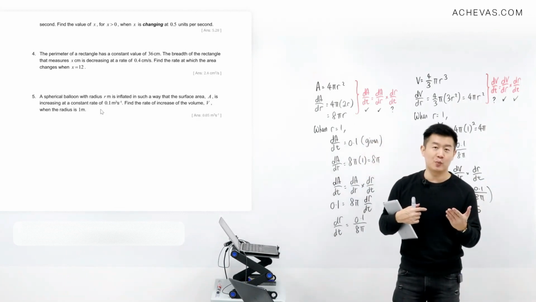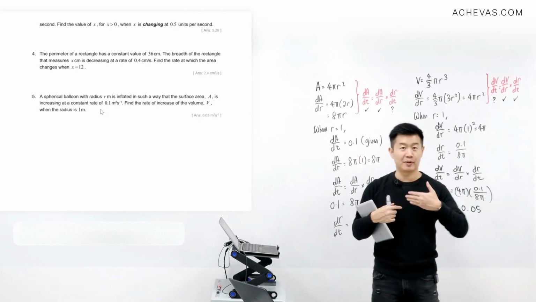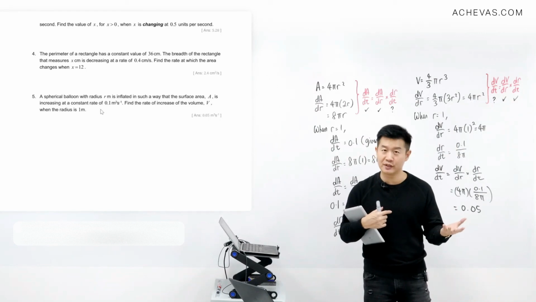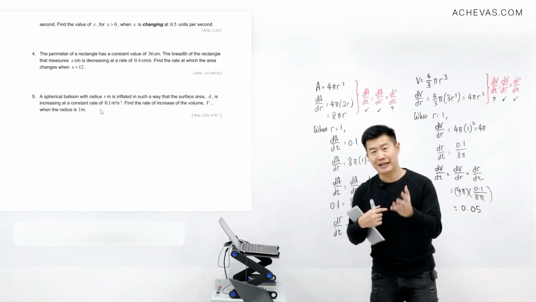And this helps me to round up what I want to discuss with you about how we can apply differentiation to find the rate of change of a quantity. And if you are ready, let's move on to the next part of the chapter.